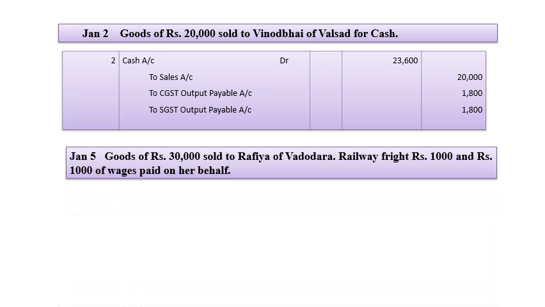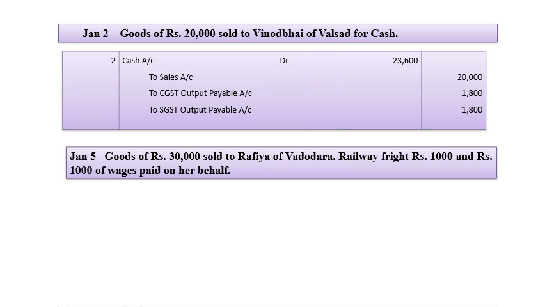January 5, goods of rupees 30,000 sold to Rafia of Vadodara. Railway freight rupees 1,000 and rupees 1,000 of wages paid on her behalf. So here, along with the selling of the goods, there are additional expenses incurred with the goods. So we have to add these additional expenses into the cost of the goods. Why? Because these expenses are paid by Arvind on her behalf.